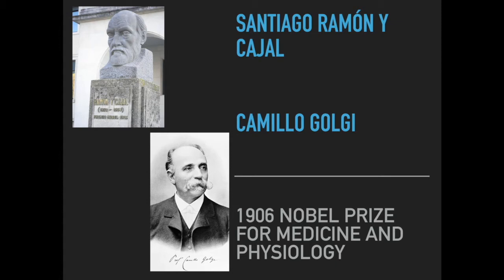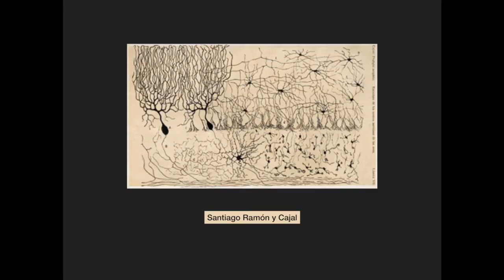Cajal's view was that the correct level to look at the nervous system, if we want to understand it, is the individual neuron. And that's what's known as the Neuron Doctrine. However, there is opposition to this now, but it has been widely accepted for the last 100 years.